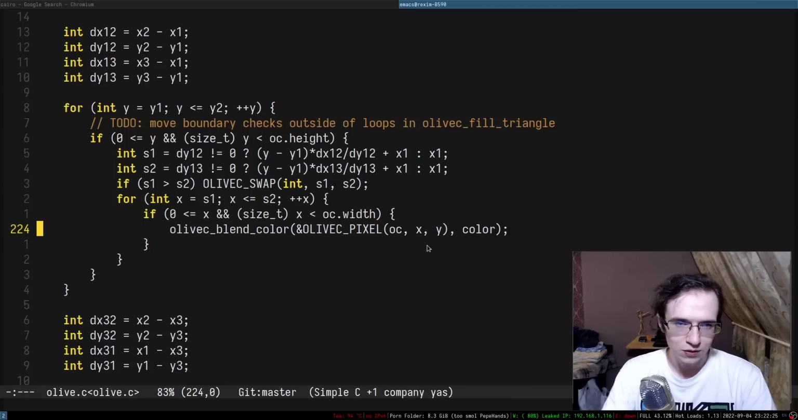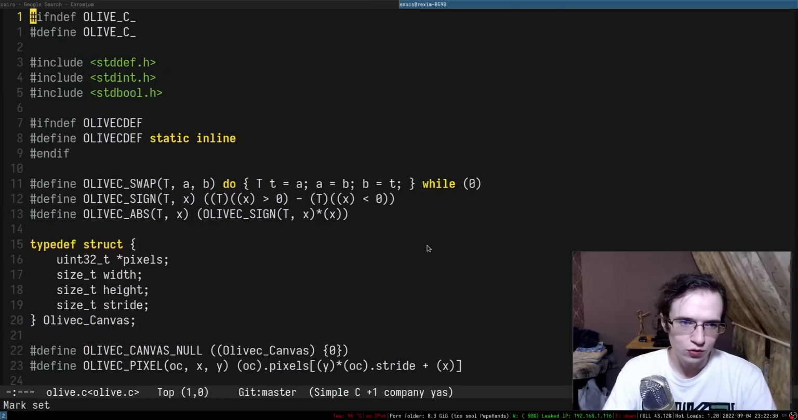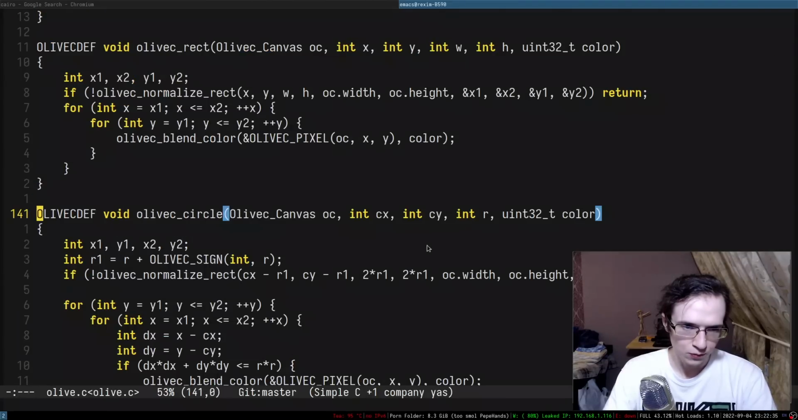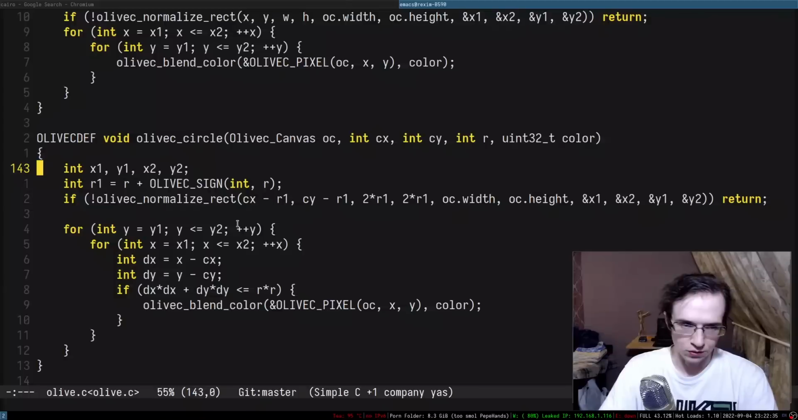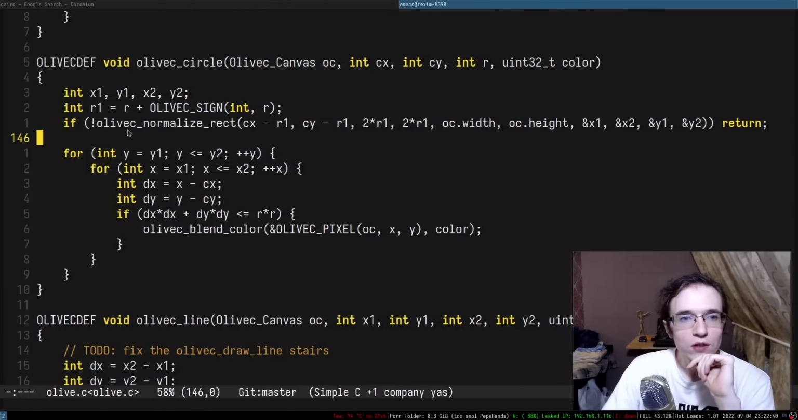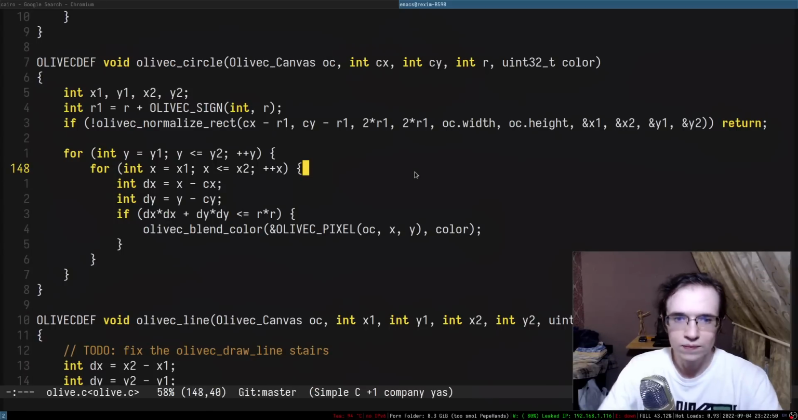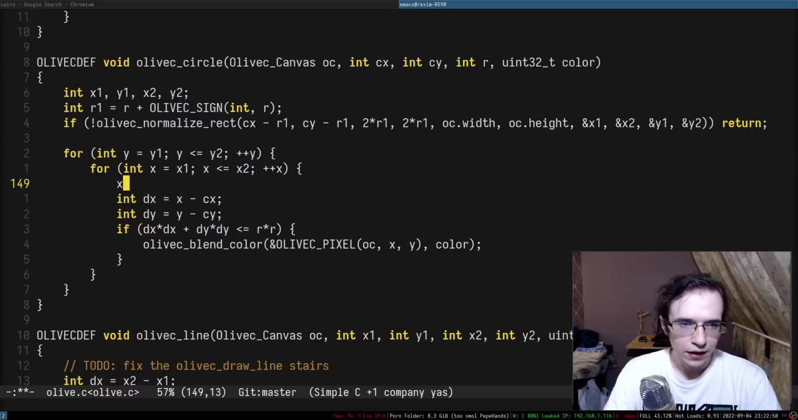Let me see how we're going to do all of that. So olive.c circle, right? This is where we start rendering the circle. First thing we do here, we just create a normalized rectangle. That makes sense. That's pretty cool. And now here we have the pixel at position X and Y.